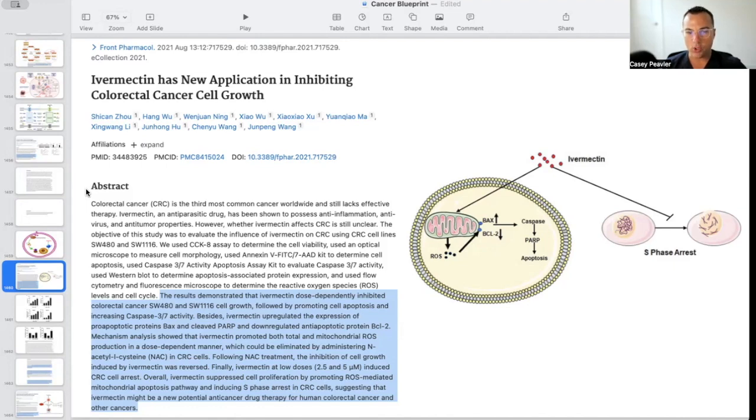Mechanism analysis showed that ivermectin promoted both total and mitochondrial ROS production in a dose-dependent manner, which could be eliminated by administering NAC, or N-acetylcysteine, to colorectal cancer cells. Following NAC treatment, the inhibition of cell growth arrest induced by ivermectin was reversed. Finally, ivermectin at low doses of 2.5 and 5 micromoles induced colorectal cancer cell arrest. Overall, ivermectin suppressed cell proliferation by promoting the ROS-mediated mitochondrial apoptosis pathway and induced S-phase arrest of colorectal cancer cells, suggesting that ivermectin might be a new potential anti-cancer drug for human colorectal cancer and other cancers.